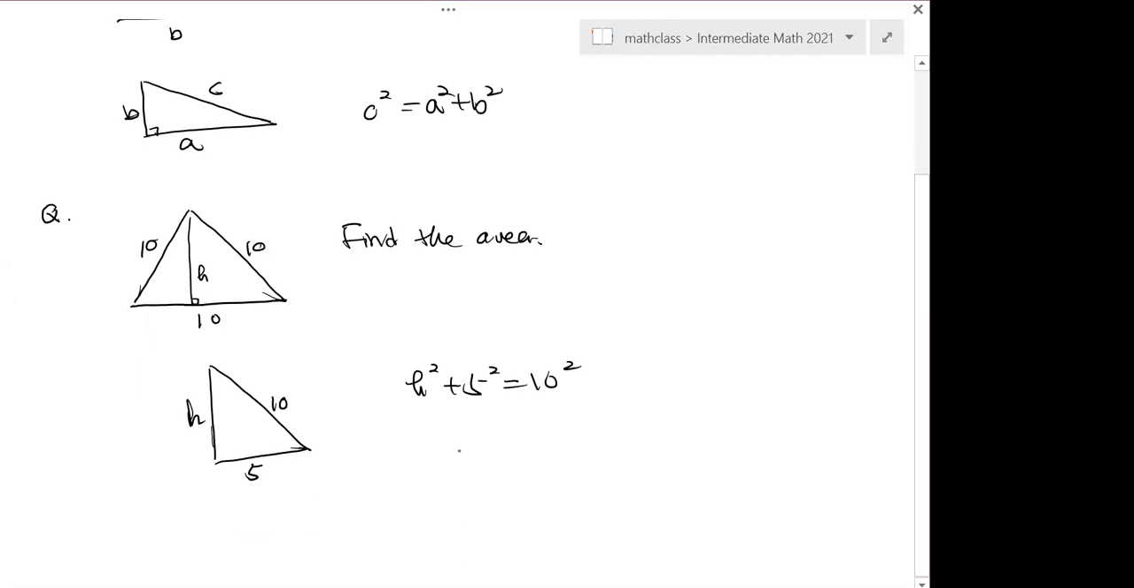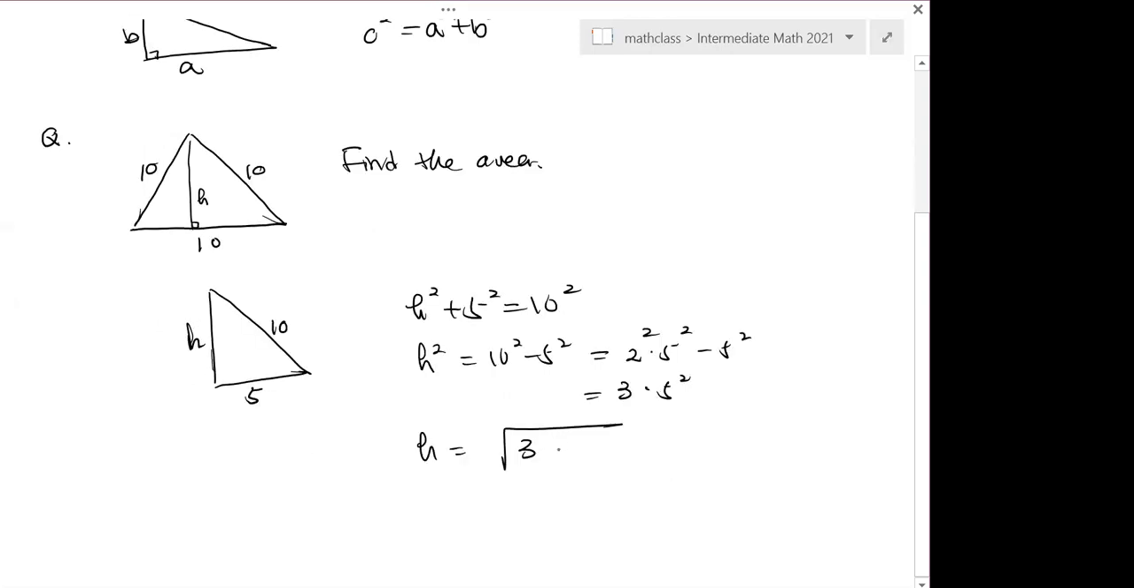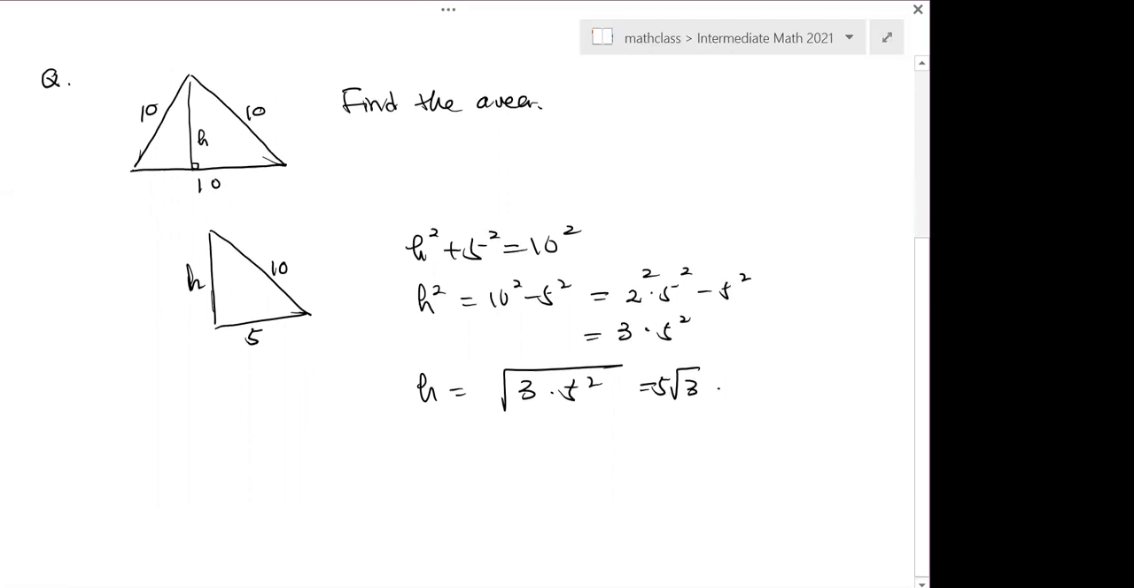By the Pythagorean theorem, h squared equals 10 squared minus 5 squared. That's 75, but I'm going to express it in the following way. 10 is 2 times 5, so you take a 5 squared out, and then you get 3 times 5 squared. So h is the square root of 3 times 5 squared, and the square root of 5 squared is 5, so it's 5 square root of 3. So that is the height.